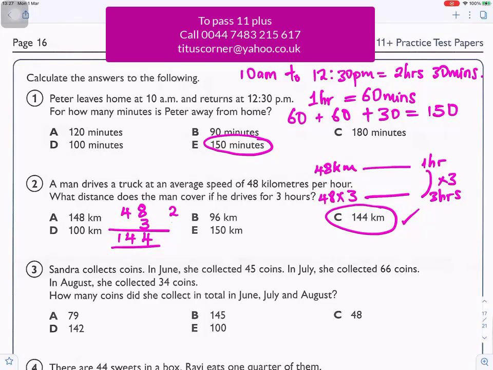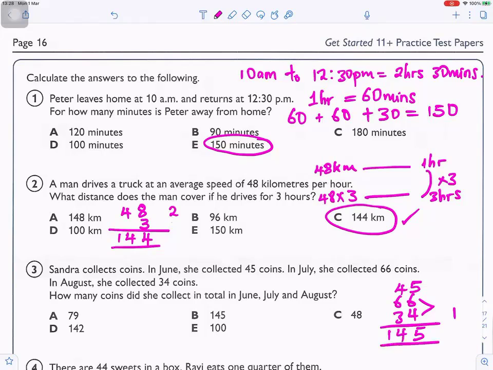So it's 45 plus 66 plus 34. So I do 6 plus 4 first because that gives me 10. 10 plus 5 is 15. So I write 5 and carry 1. 4 plus 6 is 10 plus 3 is 13 plus the 1 you carry is 14. So you get 145. So the answer is B. And you mark B on the answer sheet and make sure you mark it on number 3. So that's how you do questions 1, 2, and 3.